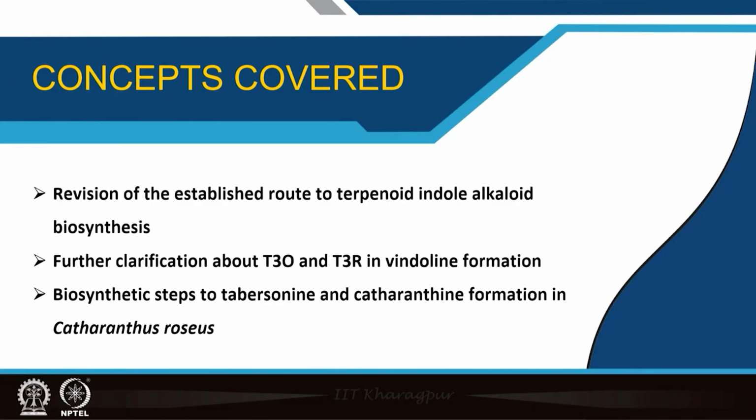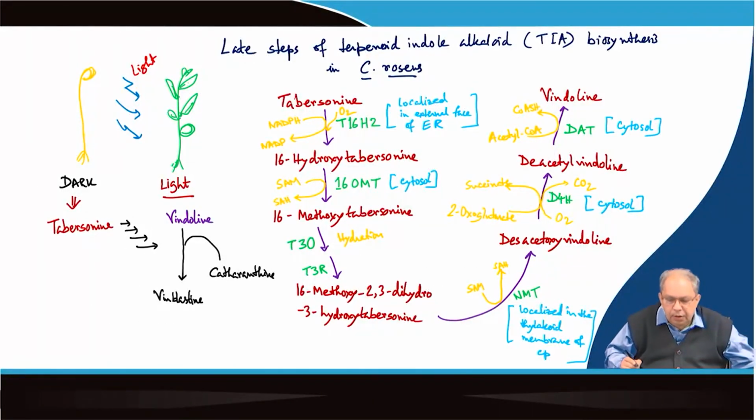So, what I am going to cover first is the revision of the established route to terpenoid indole alkaloid biosynthesis. We will recapitulate the pathway again. Then we will talk about further clarification of T3 oxidase and T3 reductase in vindoline formation, and then we will talk about the biosynthetic steps to tabersonine and catharanthine formation in Catharanthus roseus. So, let us go to the slide.